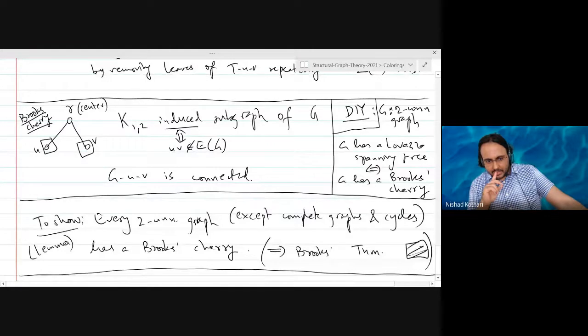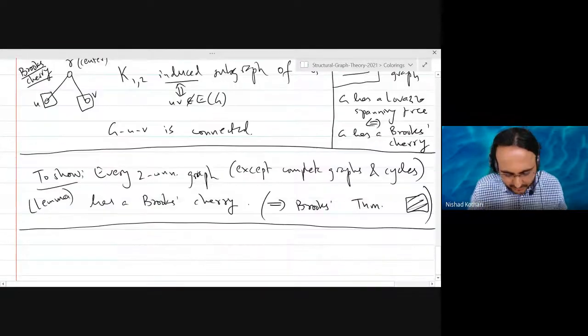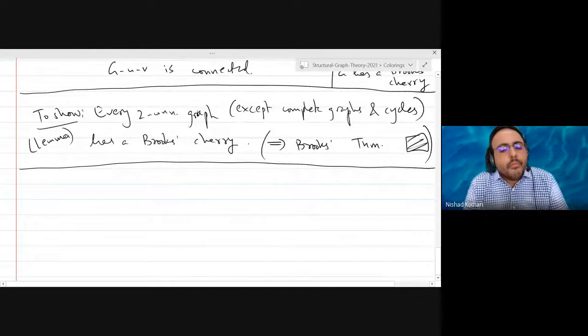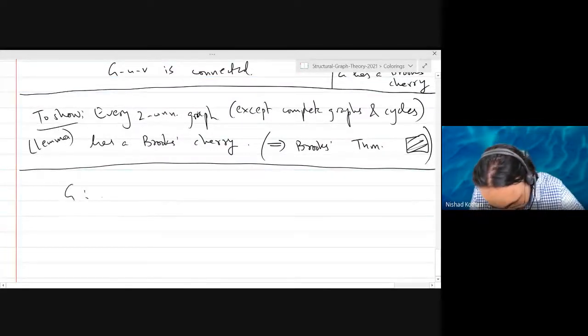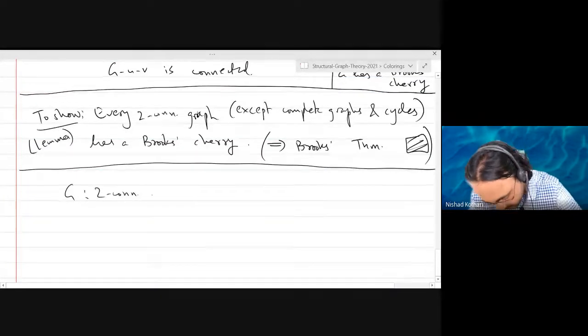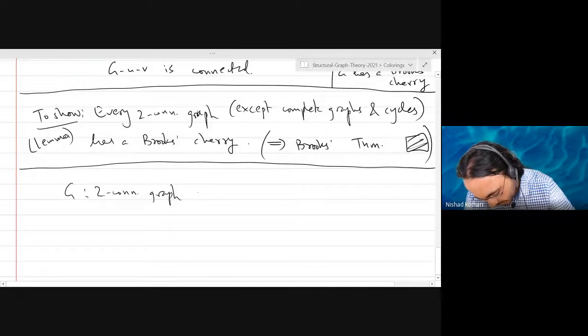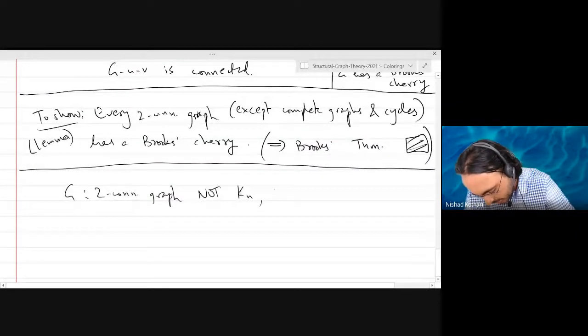Okay, so let's prove this lemma. Every two connected graph has a Brooks cherry, except for these guys. Okay, good. So let's say G is a two connected graph that is not a complete graph and not a cycle.